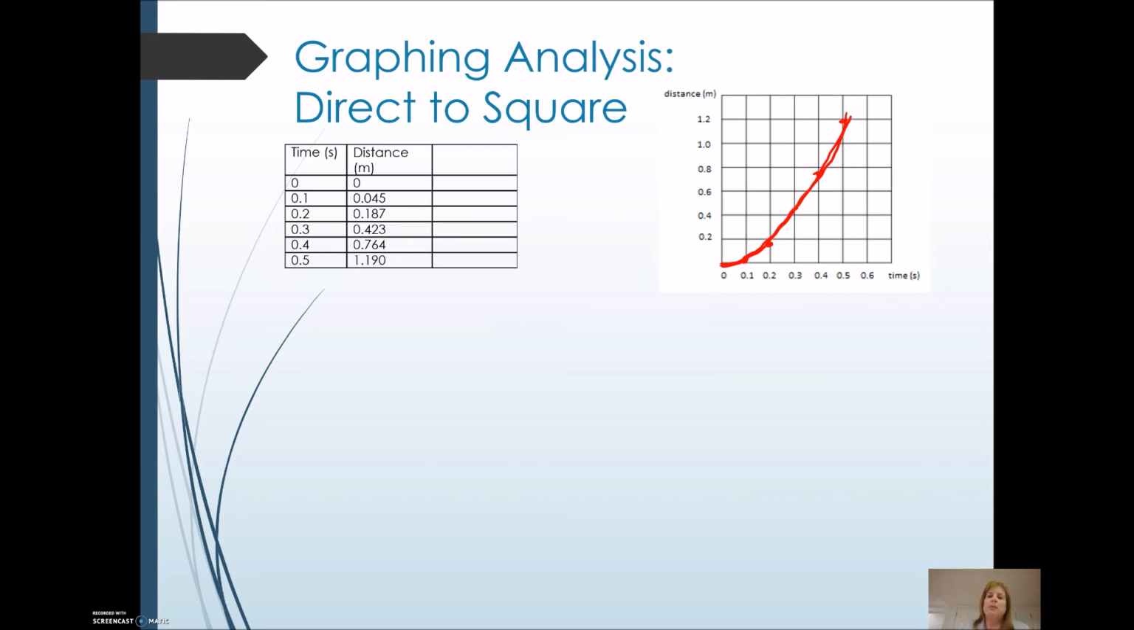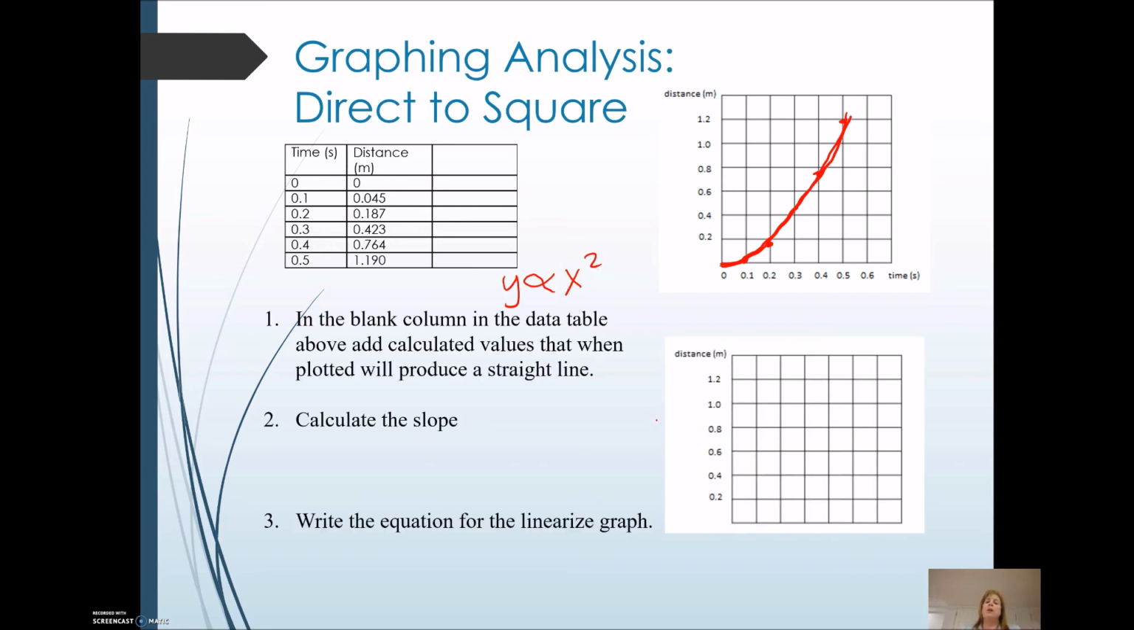So if you see a top opening parabola, I want you to think about this: y is therefore proportional to x squared. So what we're going to do now is replot the data to see this magical transformation into a linear relationship. We're going to take our x values, which is the time values, and square them. So our unit is going to be second squared.